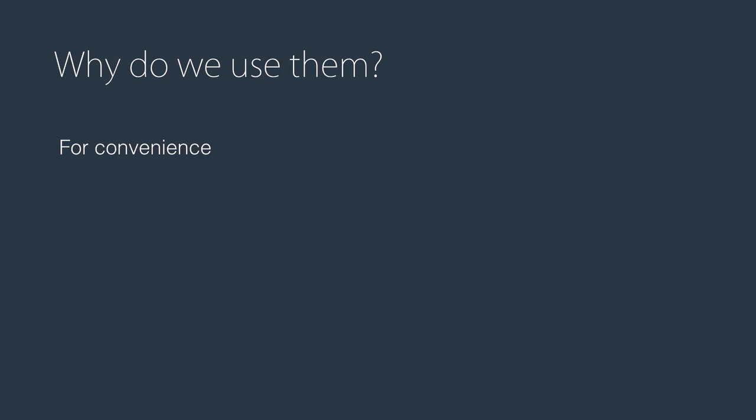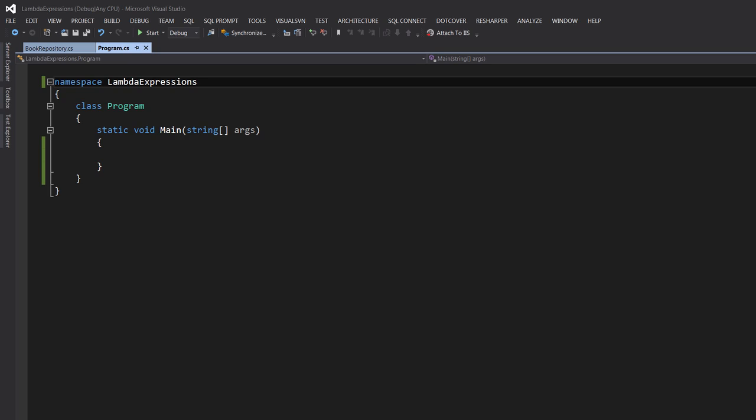For convenience. We can write less code and achieve the same thing. Plus, our code would be more readable. Let me show you this with an example. Let's say we would like to write a method that takes a number and returns the square of that number. Typically, this is how we would do this.